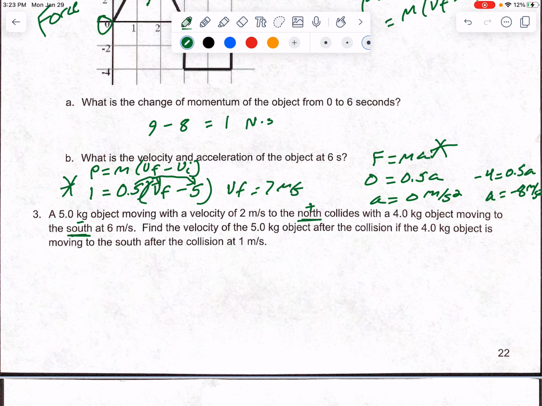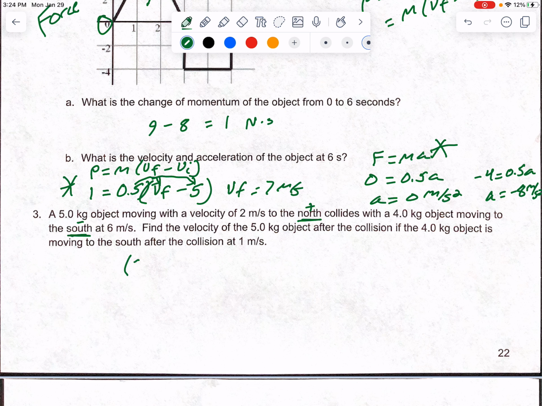So find the velocity of the 5 kilogram object after the collision if the 4 kilogram object is moving to the south at 1 meters per second. Okay, so we have 2 objects here. So this is definitely one of our 3 types of collisions. It did not mention that it's stuck at all. They didn't say that they're stuck together. There was not one thing blowing apart into different pieces. So this is your type 1. This is where everything's separate in the beginning and after.